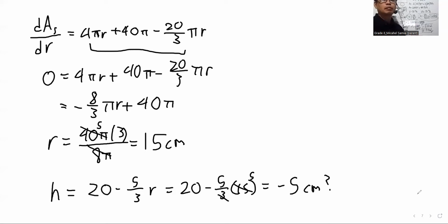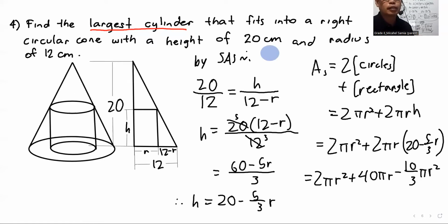Why is the height negative? Could you go back, Josh, to the page before you derived the area? 2 pi r squared plus pi r h. 20, so 20 over 3, 40. This is 4. Could you go back now? Is it 4 pi r? Your first derivative, 2 pi r squared. What's the derivative of 2 pi r squared?